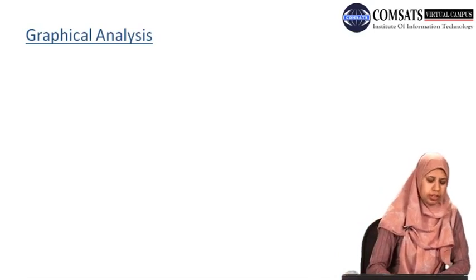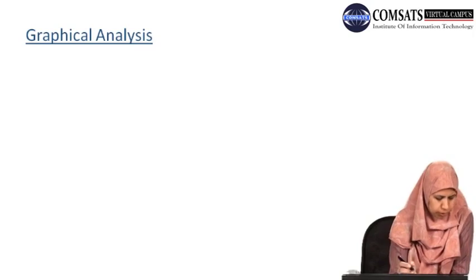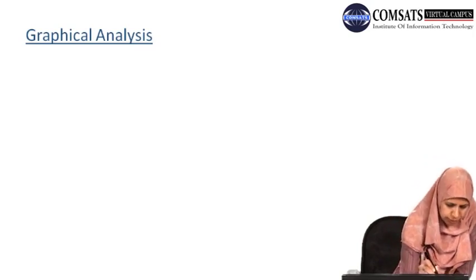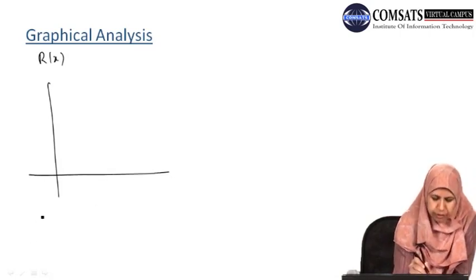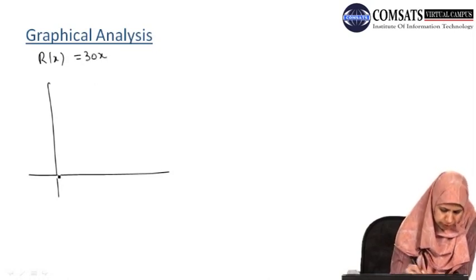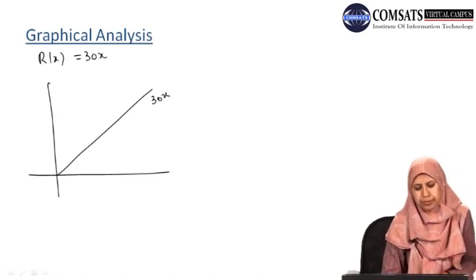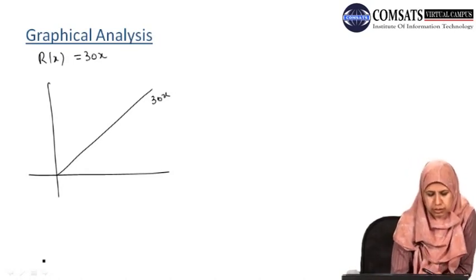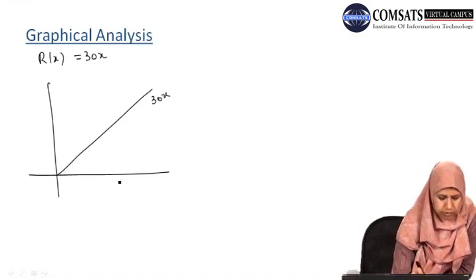Now the graphical analysis of our break-even point. Here we have our revenue function R of x, which is equal to 30x. So it is a straight line passing through the origin. This is our 30x. Okay, this is our revenue function.